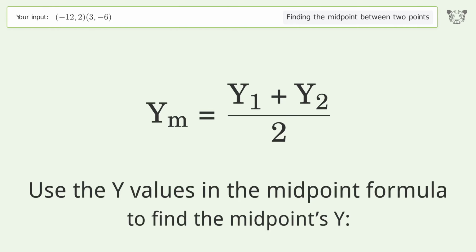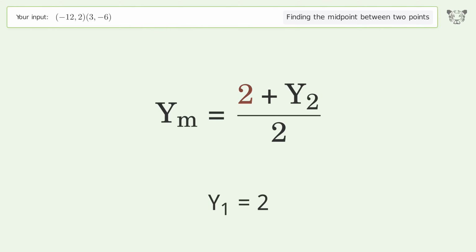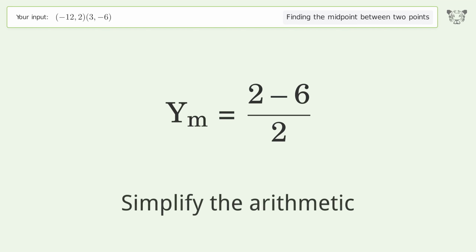Use the y values in the midpoint formula to find the midpoint's y. y1 equals 2. y2 equals -6. Simplify the arithmetic.